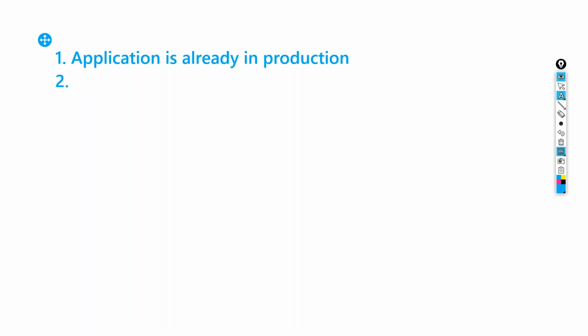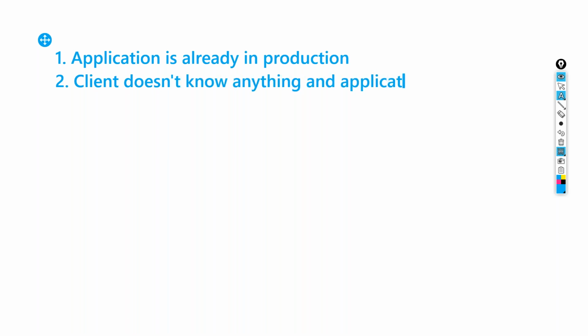Now the second scenario is, the client does not know anything and the application is not in production. Previously the application was already in production. Now I am saying that the application is not in production.